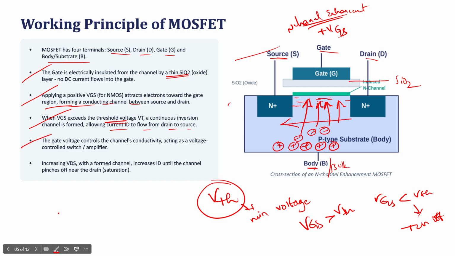The gate voltage controls the channel conductivity and acts as a voltage controlled switch or amplifier. Whatever gate voltage we apply, the input voltage, controls the output current. So it acts as a switch or amplifier. Increasing VDS will form a channel and increase ID until the channel pinches off near the drain.